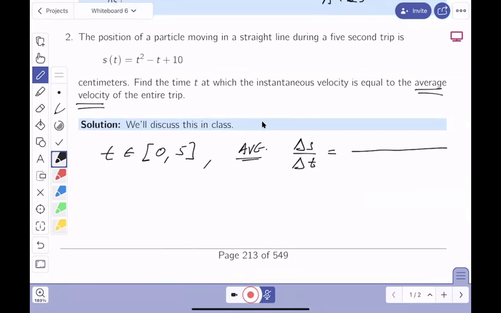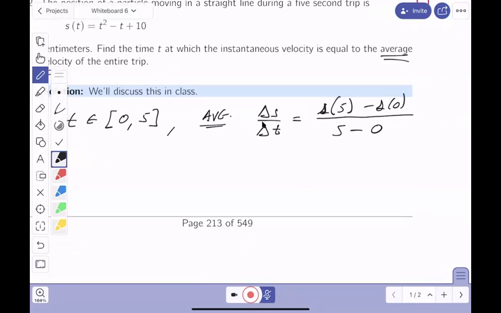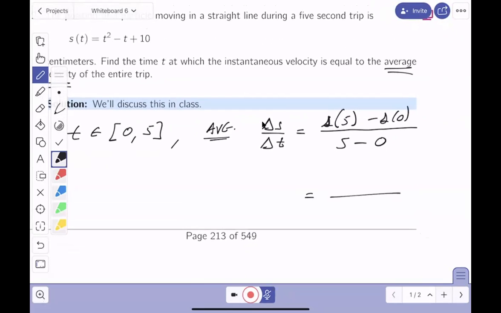All right. And all this stuff gets partial credit. So what do I got to do? I got to do s, let me do cursive s, at 5 minus s of 0 over 5 minus 0. Well, the bottom's super simple to do. The bottom is just 5. What do you got on top? Well, I got to do this over here.